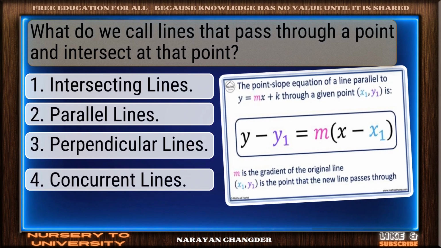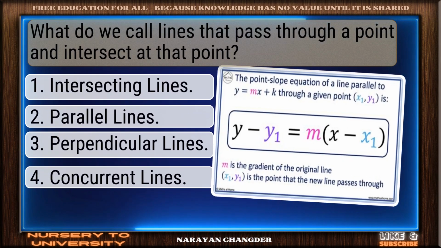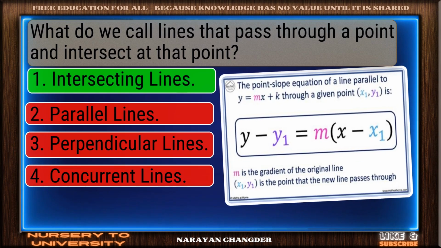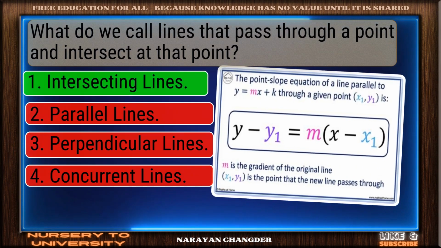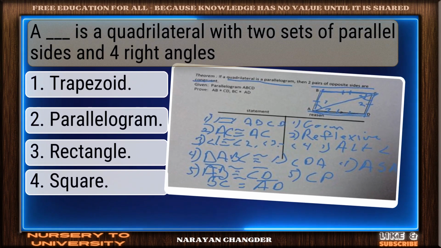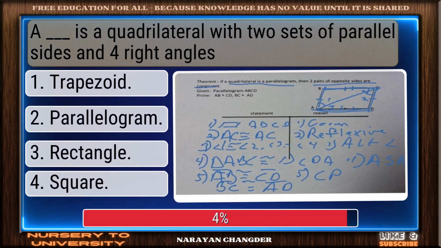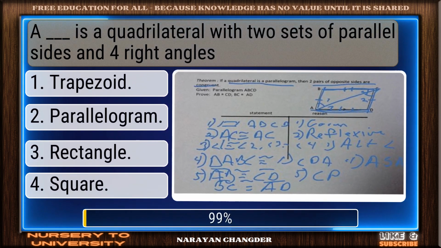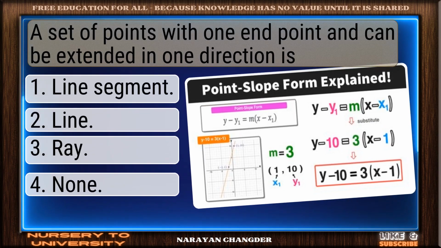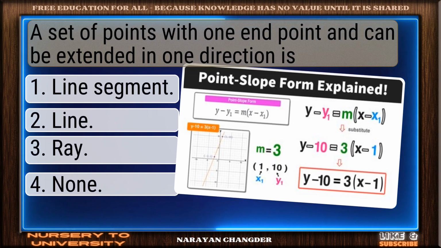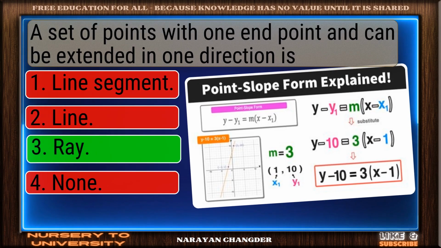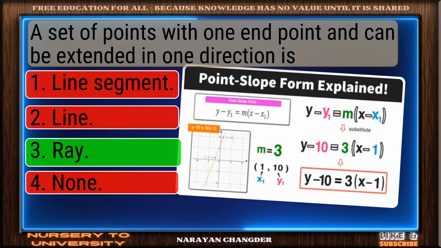What do we call lines that pass through a point and intersect at that point? Smart pick. Intersecting lines is the correct choice. A dash is a quadrilateral with 2 sets of parallel sides and 4 right angles. Excellent. Rectangle is a brilliant choice. A set of points with one endpoint and can be extended in one direction is... You're right. Ray is the correct answer.